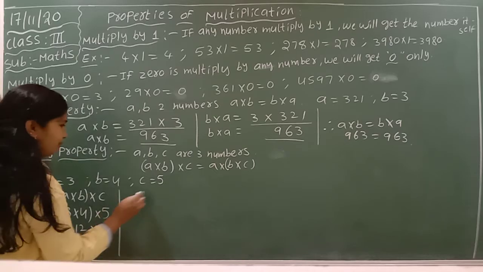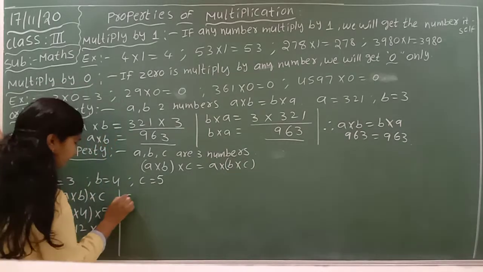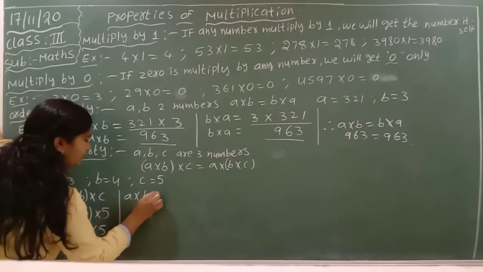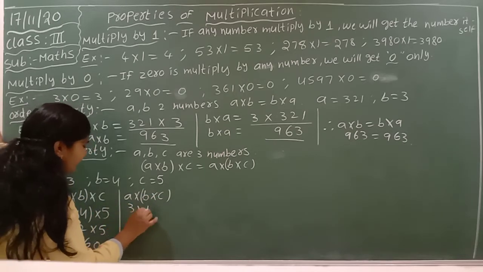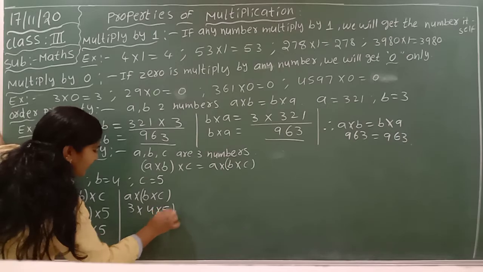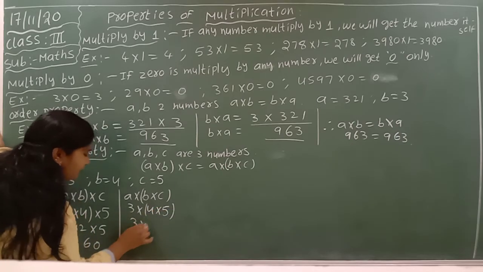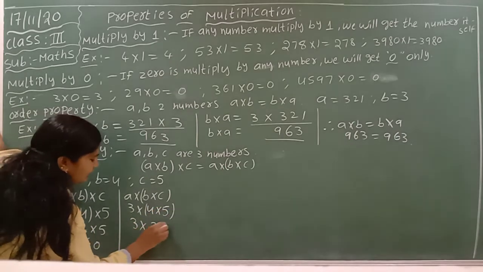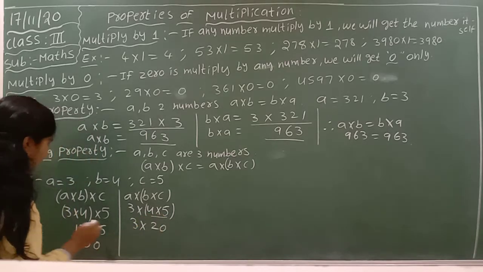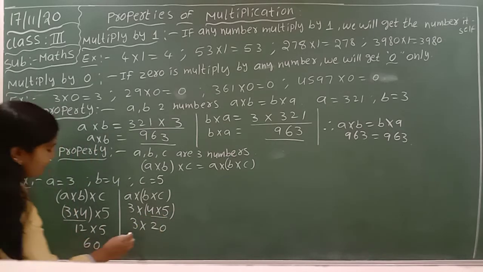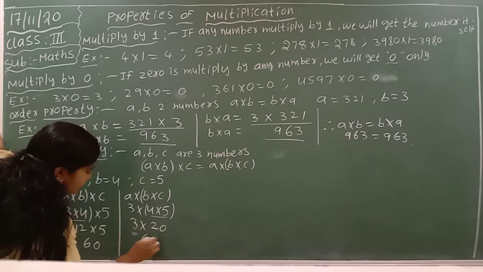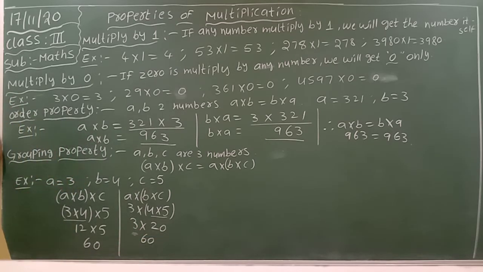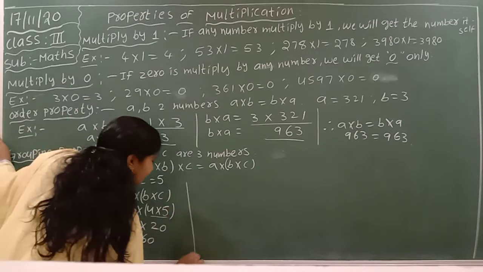Same like this, multiply this part, A into B into C. A means 3, B means 4 into 5. 4 fives are 20. First I am multiplying these two numbers here. Now 3 into 2, 3 twos are 6. 3 into 0, 0. See, here also we will get the same number.